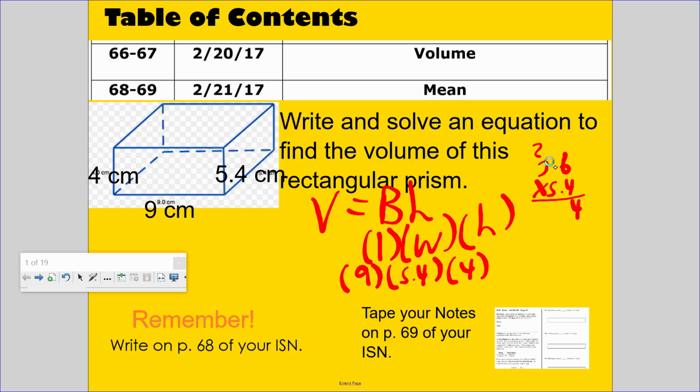Carry the 2, that's 12 plus 2 is 14. Placeholder. 6 times 5 is 30. Carry the 3. 5 times 3 is 15 plus 3 is 18. Add this up. You will get 194 and 4/10. Again, this is in the tenths place, so your answer needs to be in the tenths place. 194 and 4/10 cubic centimeters, because you're multiplying centimeter by centimeter by centimeter, so cubic centimeters.